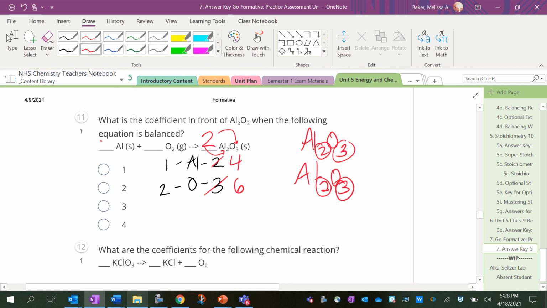So then we go over to the left side. We've got to put a 4 in front of the aluminum to make it 4 and a 3 in front of the O2. So to answer this question, it's a 2 that goes in front of the Al2O3.